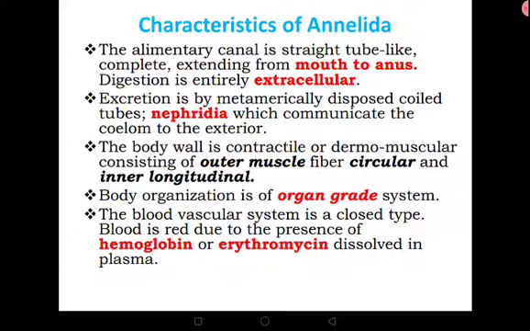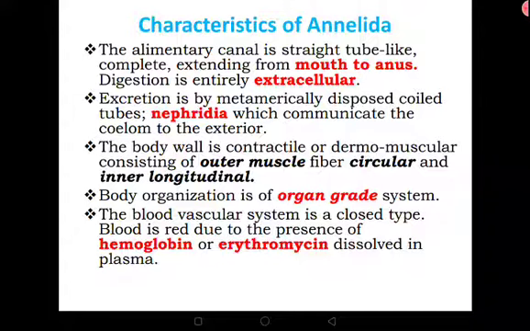And then they, of course, carry out excretion. But to facilitate the process of excretion in annelids, they have modified structures called the nephridia. So those nephridia are responsible for carrying out the process of excretion, removal of waste from the body. And then the body wall is contractile or dermo-muscular, consisting of an outer muscle fiber, which is circular, and then the inner, which is longitudinal. So they have muscles that run longitudinally and also circular.